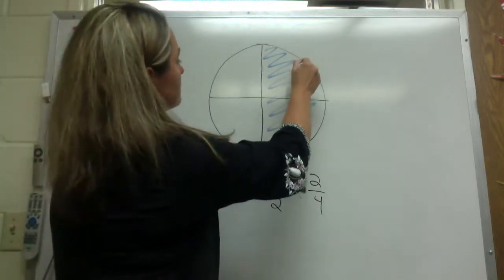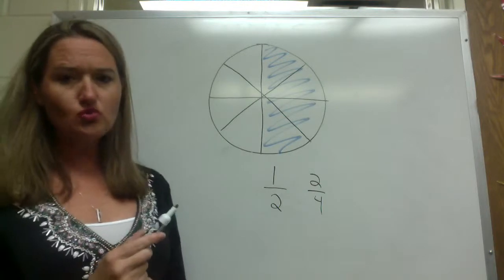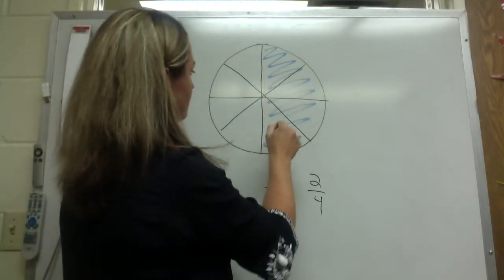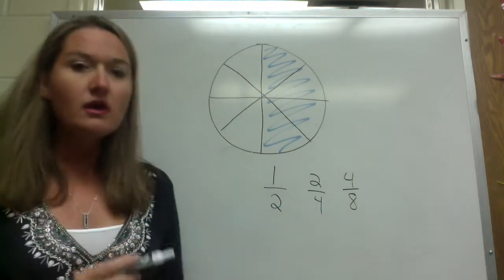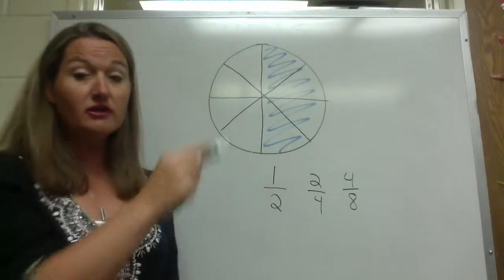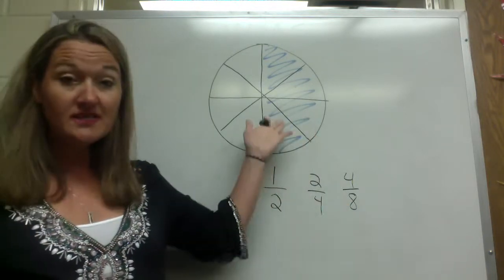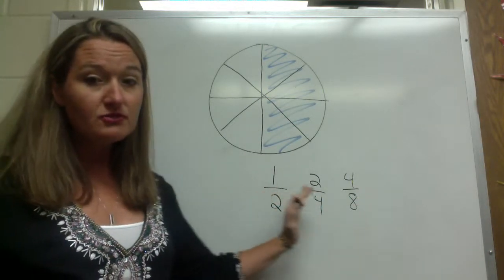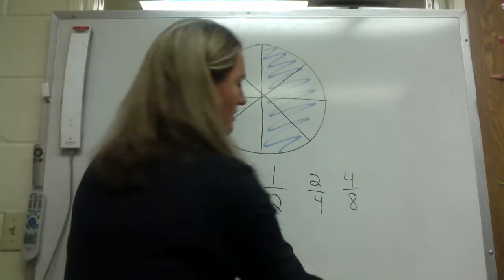Let's go like this now. What fraction would represent the shaded area? Well, now we got 1, 2, 3, 4 out of 8. 4/8. I can keep drawing lines and drawing lines forever, but they all represent that same amount. I've just written them in different ways. These three fractions are equivalent. They represent the same amount.